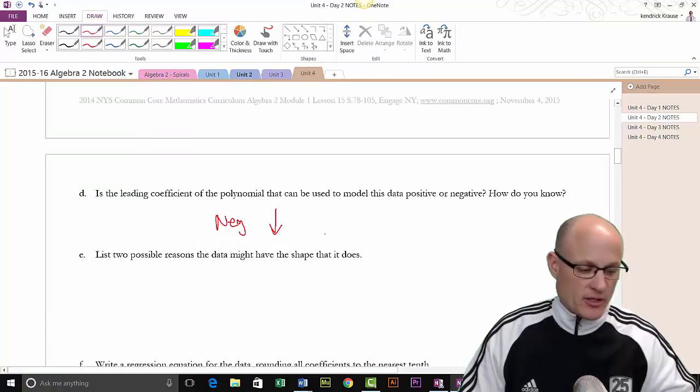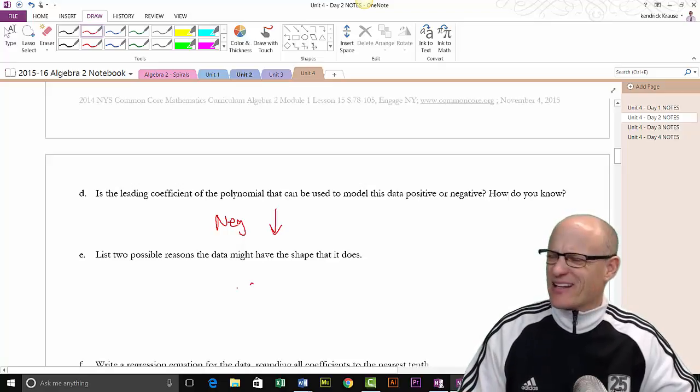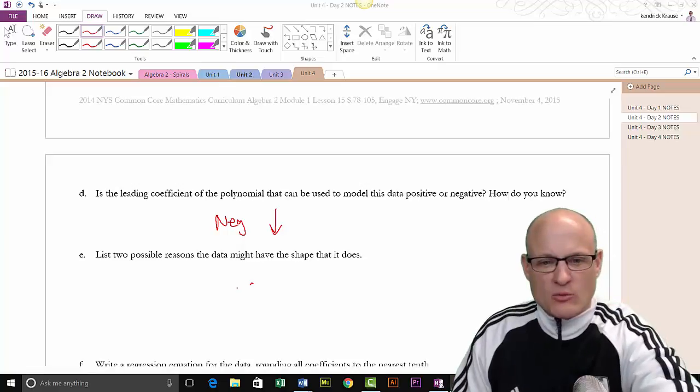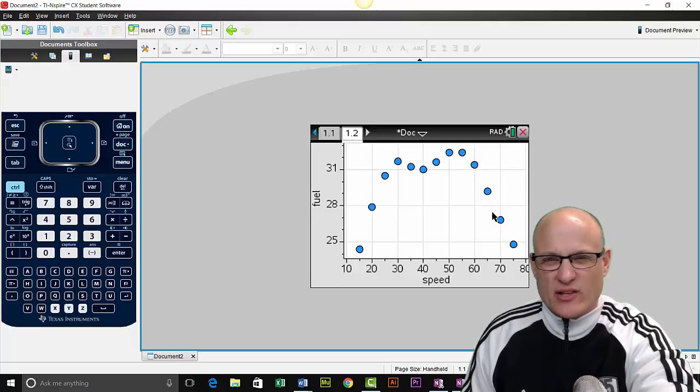Well, one reason might be that cars have a certain miles per hour, I think it's like 35 or 40 miles per hour, where you get your maximum fuel efficiency. See, here at 34 miles per hour, you can get your maximum fuel efficiency. But at some point, there's so much wind resistance and so much weight, and you're just blowing through fuel because you're going too fast.